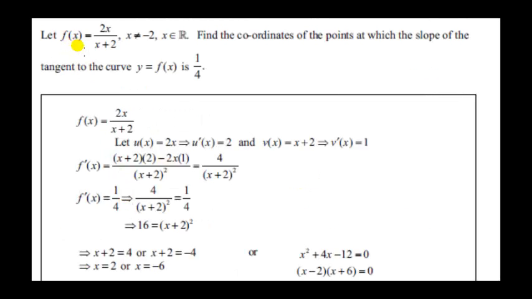Here we have the function f of x equals 2x over x plus 2. And we want the coordinates of the points at which the slope of the tangent to the curve is a quarter. Now the question could have said find the coordinates of the points at which the slope of the curve is a quarter. You don't have to say the slope of the tangent to the curve. Because again, as I've explained several times now, if you have some curve and we take the tangent to the curve at this point, both curve and tangent are indistinguishable if we zoom in close enough on this point. So the slope of the tangent is the same as the slope of the curve at this point.